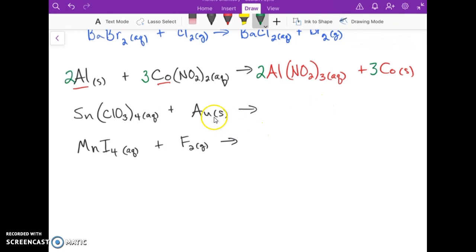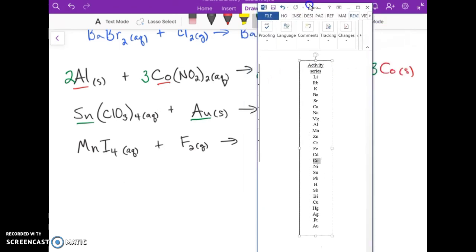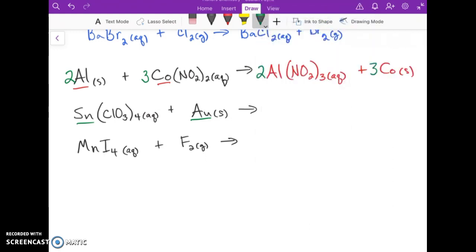Okay, the next one is gold trying to replace tin. Gold cannot replace tin. Gold is at the very, very bottom of the periodic table. Pardon me, at the very bottom of the activity series. That means it can't replace any other metal, so this one's a no reaction. So this one is just NR.